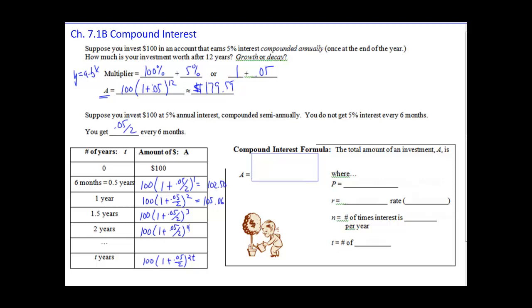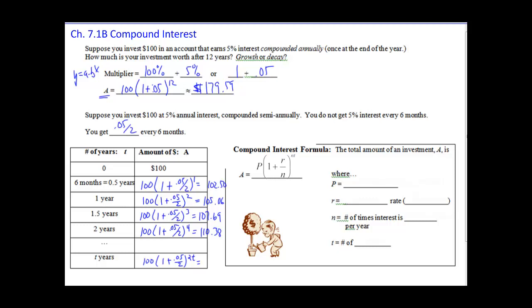These other amounts come up to be 107.69 and 110.38. What we're doing is the compound interest formula. We're taking our initial amount and multiplying by this multiplier raised to an exponent, so this is our formula.